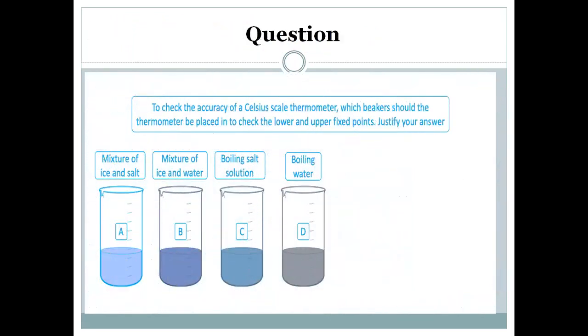Look at this question. To check the accuracy of a Celsius scale thermometer, which beakers should the thermometer be placed in to check the lower and the upper fixed point? Justify your answer. In beaker A, we have mixed ice and salt. In beaker B, we have a mixture of ice and water.